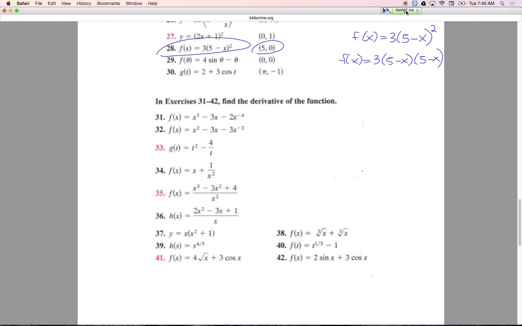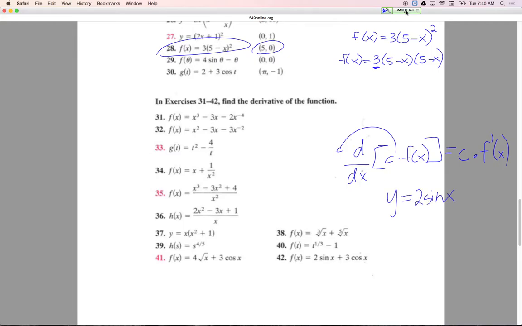Now, this 3 is not a problem. If it's a constant times a function, we do have a derivative rule for that, because it's a scalar multiple from a limit. The constant can just come out, and it's just going to be the constant times the derivative of the function. That's how we were able to do y equals 2 sine x. You didn't need product rule for that.